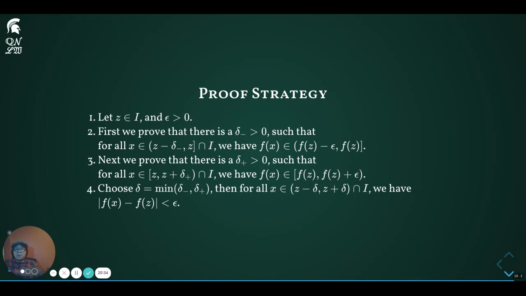And then we will combine the two cases by choosing delta to be the lesser of delta minus and delta plus. The fact that we can split up our construction in half is due to the function f being increasing. No inputs less than z will give an output greater than f(z) and vice versa. And so the two halves can be treated separately.